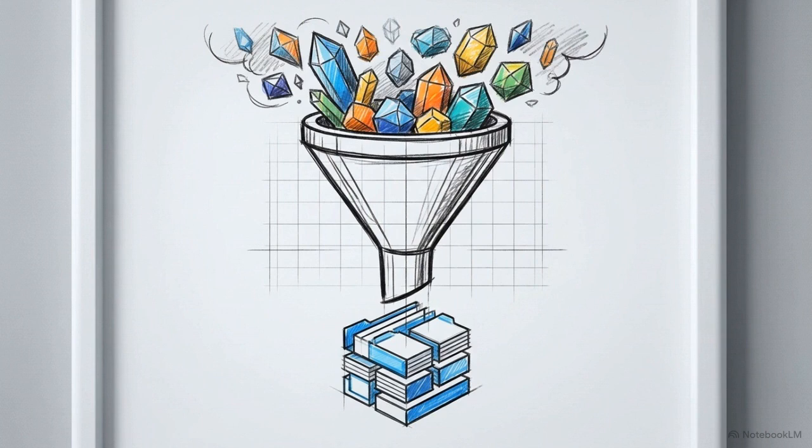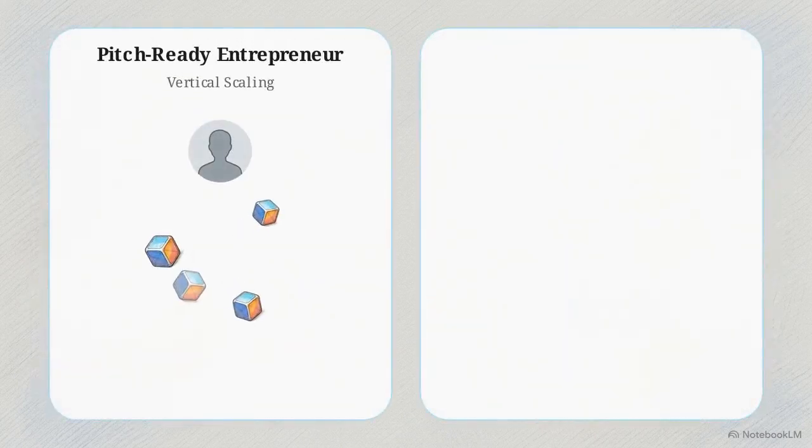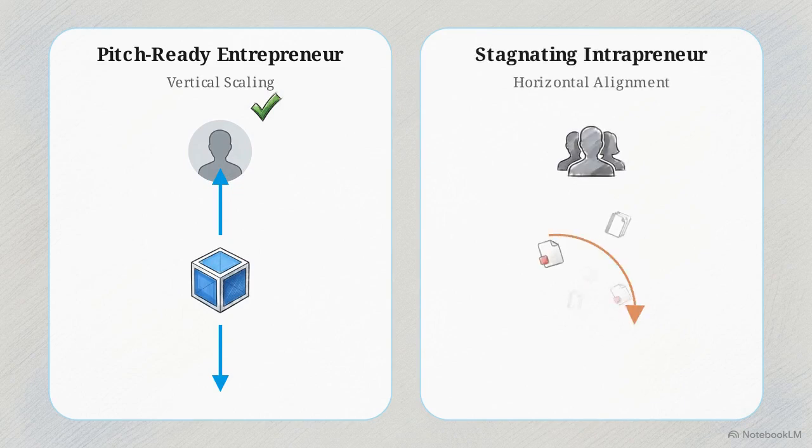Ultimately, the 4EI assessment is a diagnostic funnel designed to prescribe specific digital transition services, but the unvarnished audit it provides is highly valuable on its own. It's ideal for two specific groups. First, the pitch-ready entrepreneur, who needs to translate a complex concept into an instantly credible, vertically scalable asset. Second, the stagnating intrapreneur, whose corporate initiative is drowning in cross-departmental friction and desperately needs horizontal, cloud-first alignment.